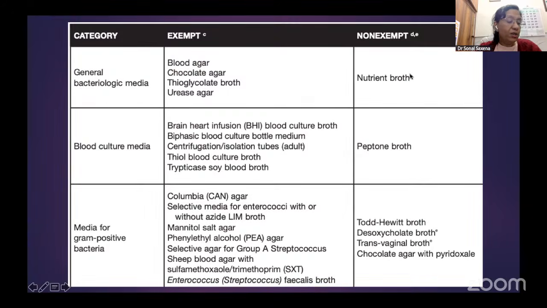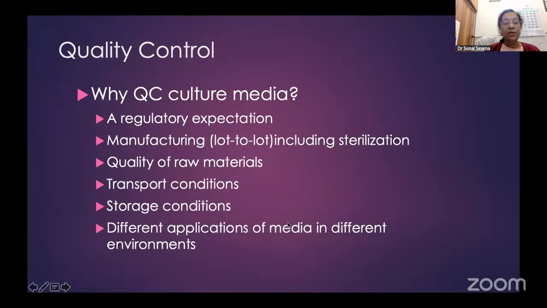Now, there are two things to it. One is that we will have a media which has been supplied by the supplier. But here, the issue is you may get problems in your lab. That, okay, my brain heart infusion broth, which I bought from the supplier, is not supporting growth. So in that situation, you may be required to do QC. But for non-exempt media, you have to do QC before you go ahead.